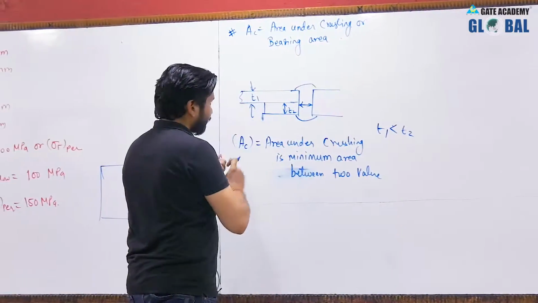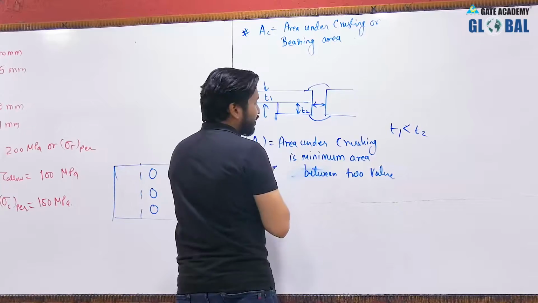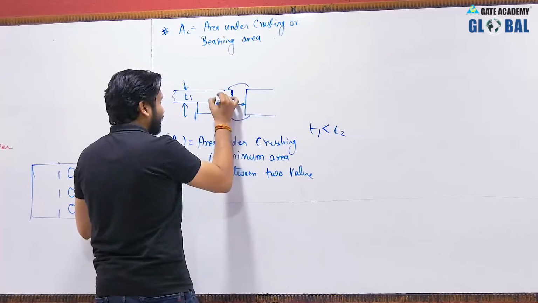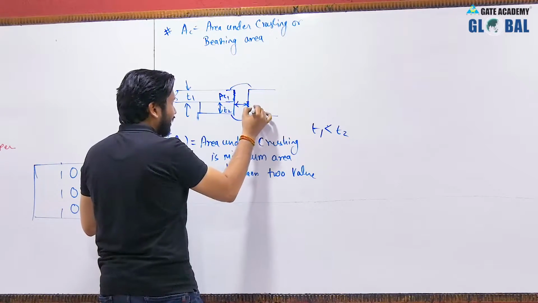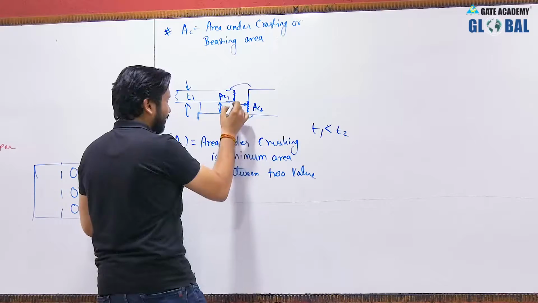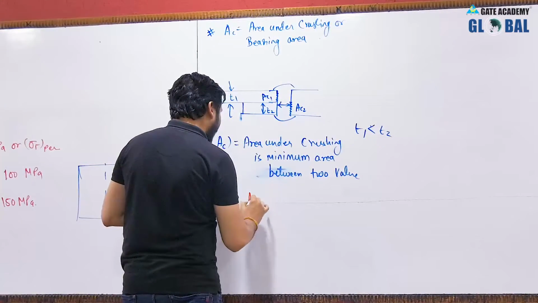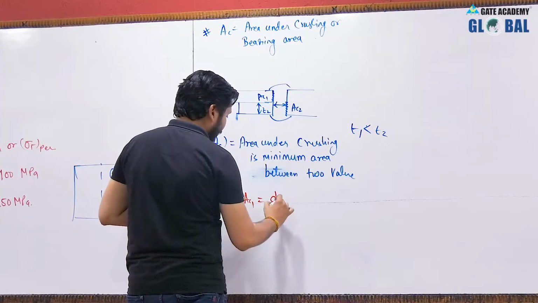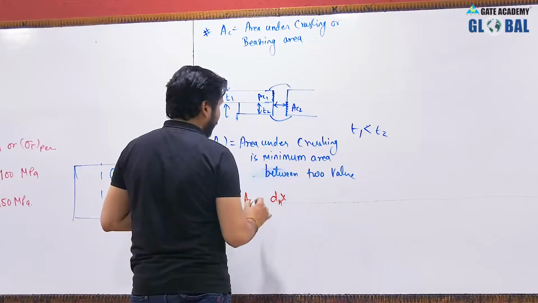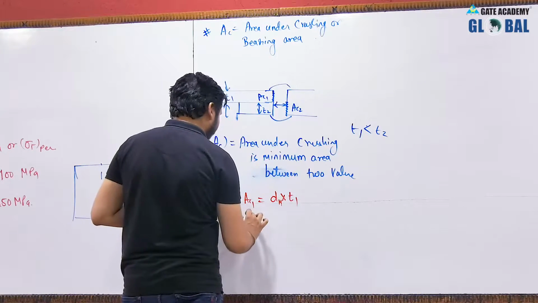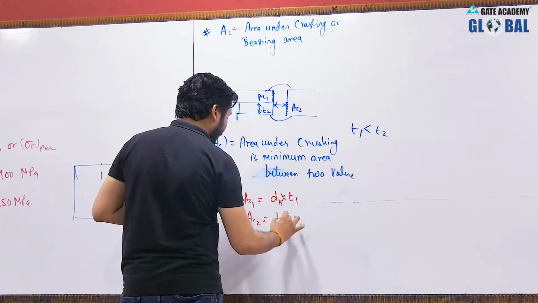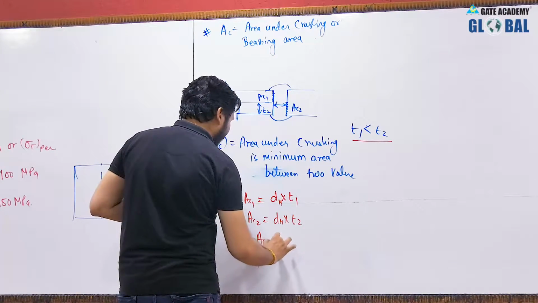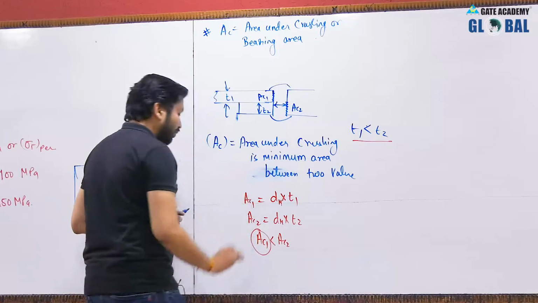Now for that situation, this will be the crushing area, let us say AC1, and this will also be a crushing area, let us say AC2. So this is crushing area number 1, crushing area number 2. AC1 will be equal to the diameter DH multiplied by thickness T1, and AC2 will be dH into T2, and T2 is greater than T1, hence AC1 will be less than AC2. So this will be used for the calculation.